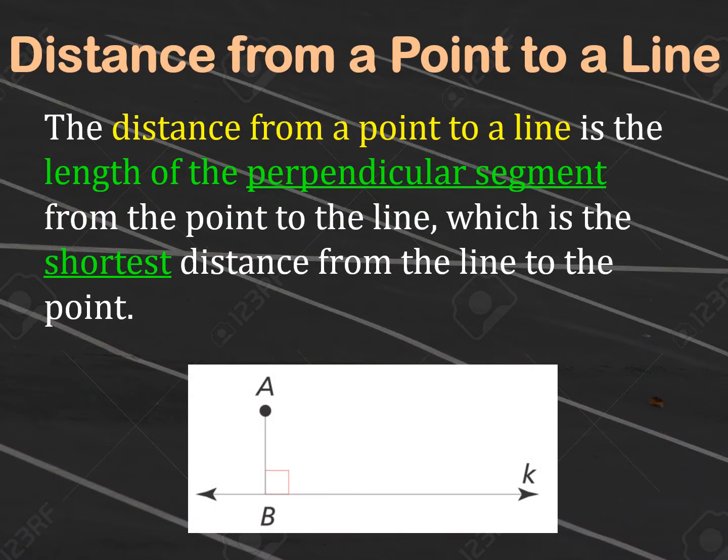Finally, we're looking at the distance from a point to a line. Recall that the shortest distance from a point to a line is the perpendicular segment from the point to the line. We learned that in the previous lesson. Today we're going to actually calculate the length of that distance using a coordinate plane. Remember, you're looking for a perpendicular segment from the point to the line, and then we're going to calculate the distance.